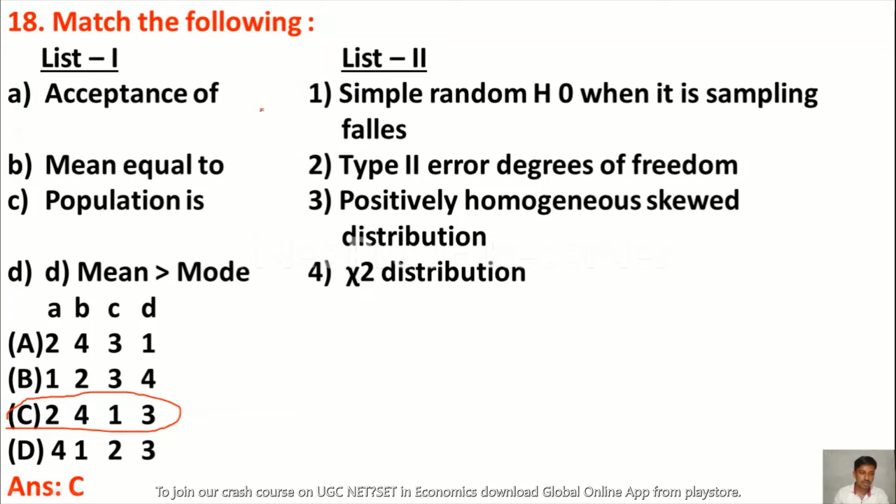Here A is acceptance of type 2 error degrees of freedom. Then B, mean is equal to chi-square distribution. Population is simple random h0 when it is sampling false. Mean is greater than mode. Positively homogeneous Q distribution.